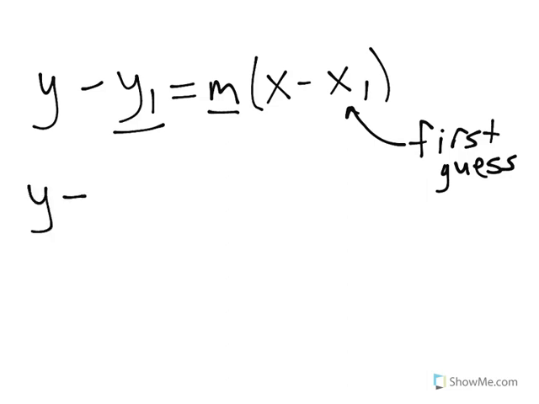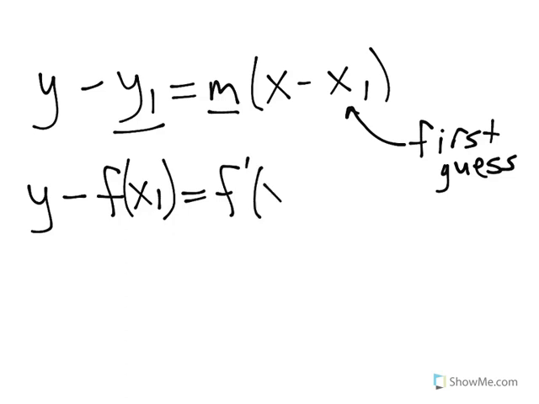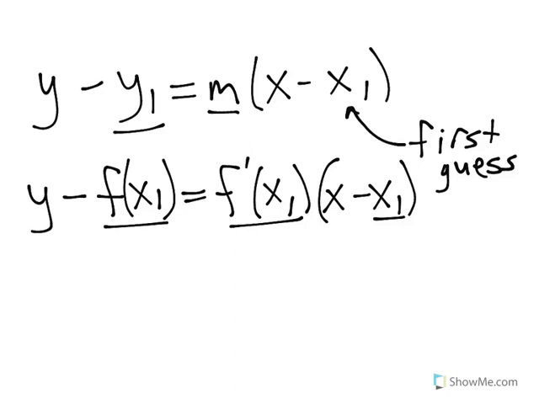So let's call it this. Let's say y minus f of x1. Just going to replace y1 with an f of x1. And instead of calling it m, I'm going to call it f prime of x1. And this is times x minus x1. Okay? So we have an x1, we have an f prime of x1, and we have an f of x1.